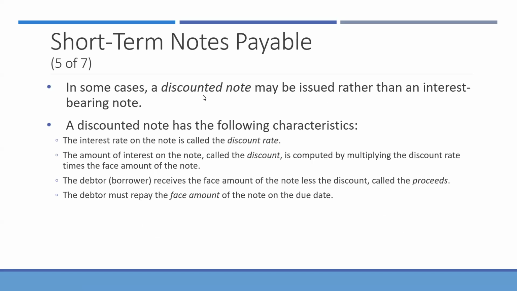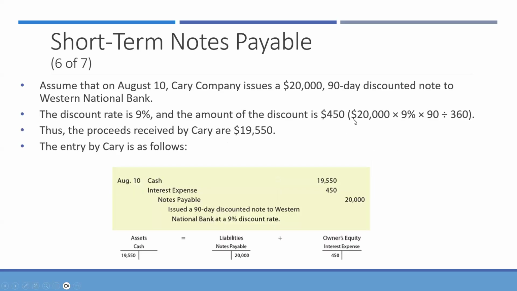In some cases, a discounted note may be issued rather than an interest-bearing note. Essentially, there's no official interest that's due on the amount received. The notes payable face amount is what's due at the end of the note. So for example, in this case, $20,000 would be due at the end, and the amount of cash that's received is discounted by 8%.